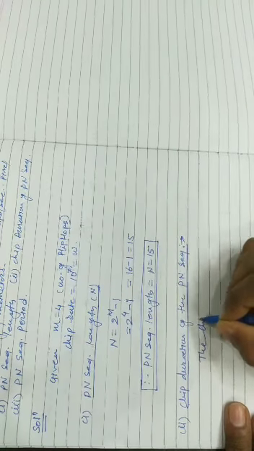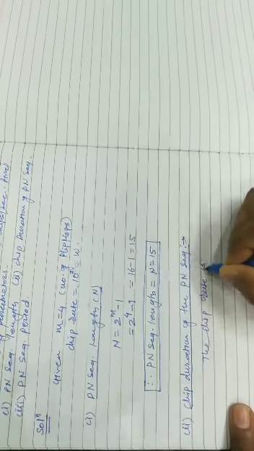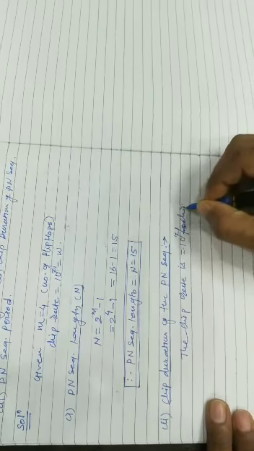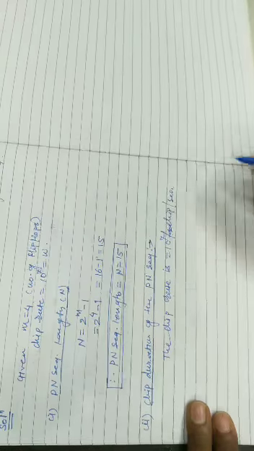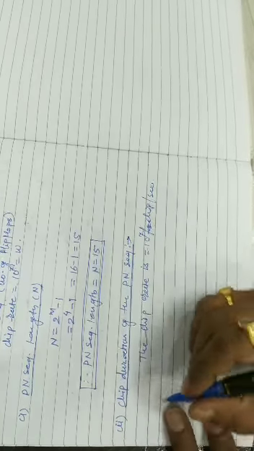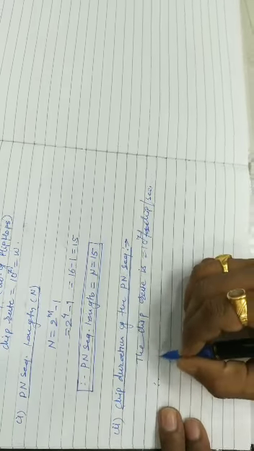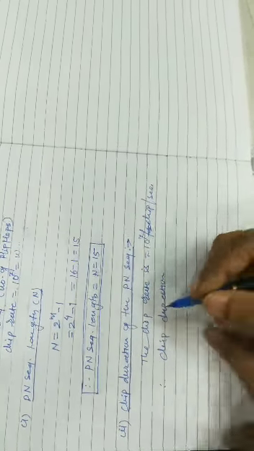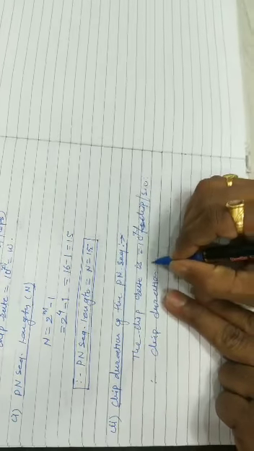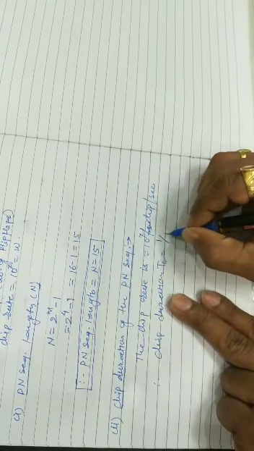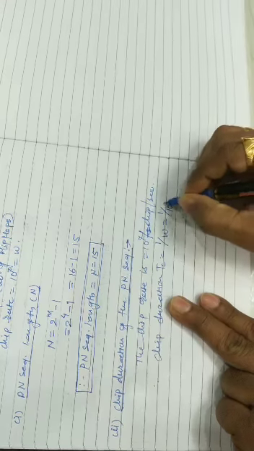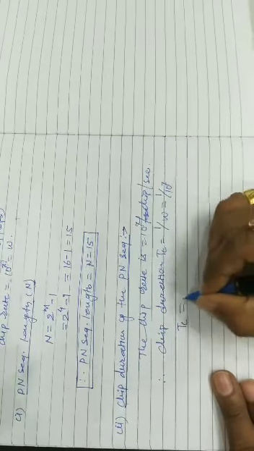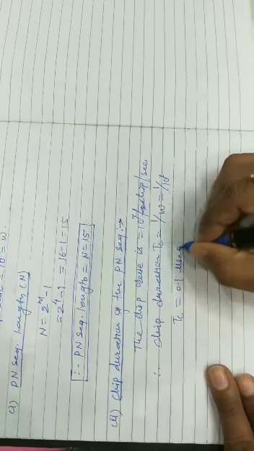The chip rate is given as 10 to the power 7 chips per second, and therefore the chip duration Tc will be 1 by omega, that is 1 by 10 to the power 7, so Tc is equal to 0.1 microsecond.